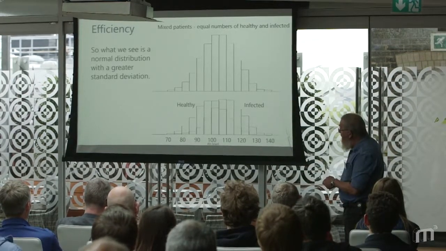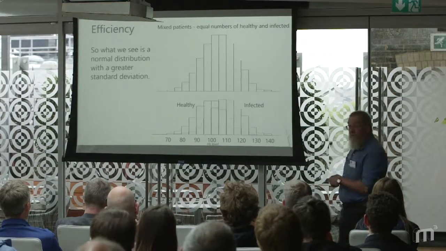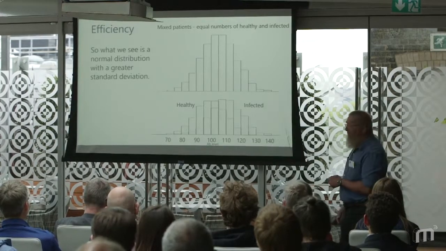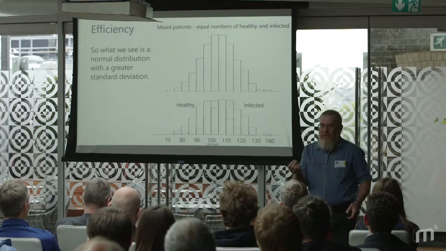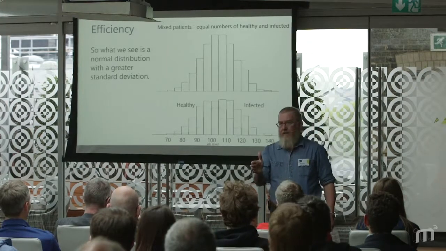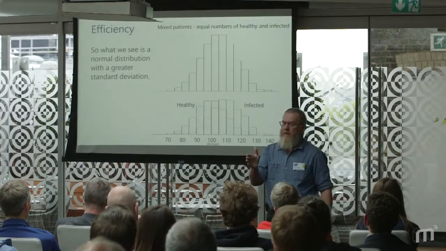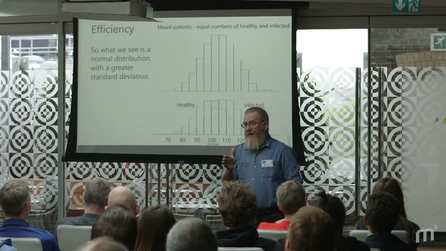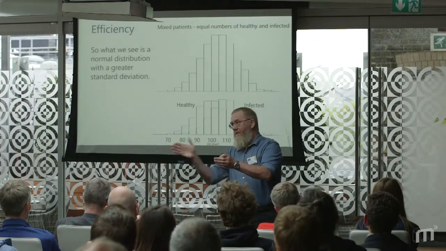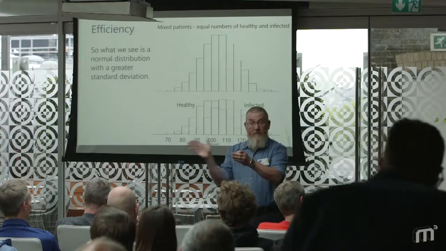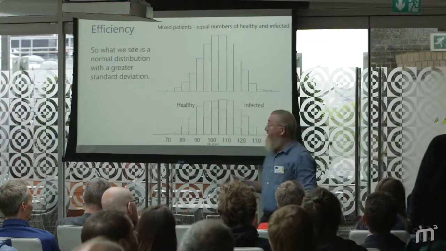The guys down here are almost certainly healthy. The guys up here are almost certainly infected. It's the guys in the middle we're not sure about. And we need some test where we can put a stake in the ground. Sorry, it's more vampire-ish, isn't it? But you can put a stake in the heart, and you can say, above this level, they're probably vampires. Sorry, zombies. And below this level, they're probably healthy.